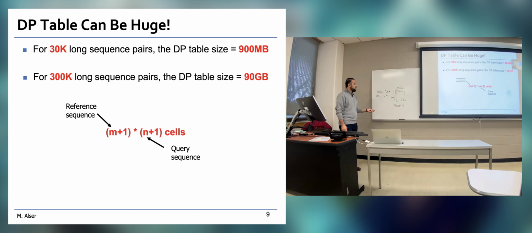But this is not the worst that you could have. If you are aiming for something larger, like 300 kilo, so that is going to give you 90 gigabyte. 90 gigabyte. So 300 again times 300.